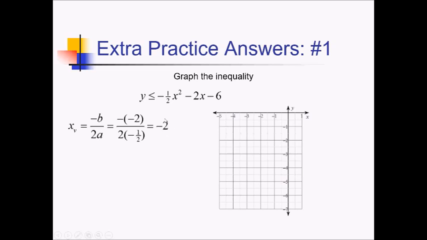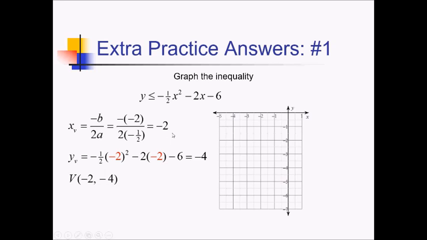To get the y value, let's plug that back into the original expression. So we've got, let's see here, negative 2 squared is 4, times negative 1/2 is negative 2. We have negative 2 plus 4, which is positive 2. So now we have positive 2 minus 6, which is negative 4. Okay, so our vertex is negative 2 comma negative 4.